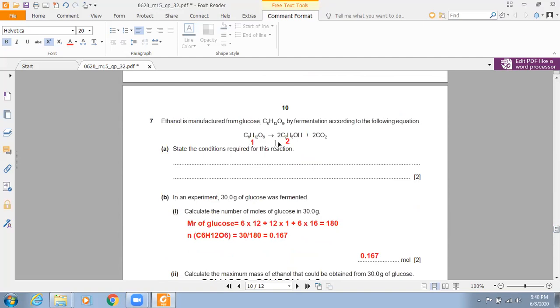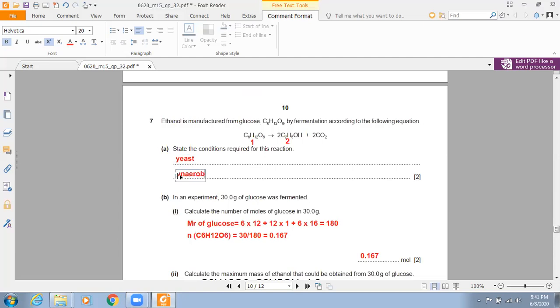7a. So you know that this is fermentation. By fermentation, we are producing alcohol, ethanol, from glucose, right? So what are the two conditions? We need to use yeast, and the condition should be anaerobic, in absence of air. So we can write anaerobic.